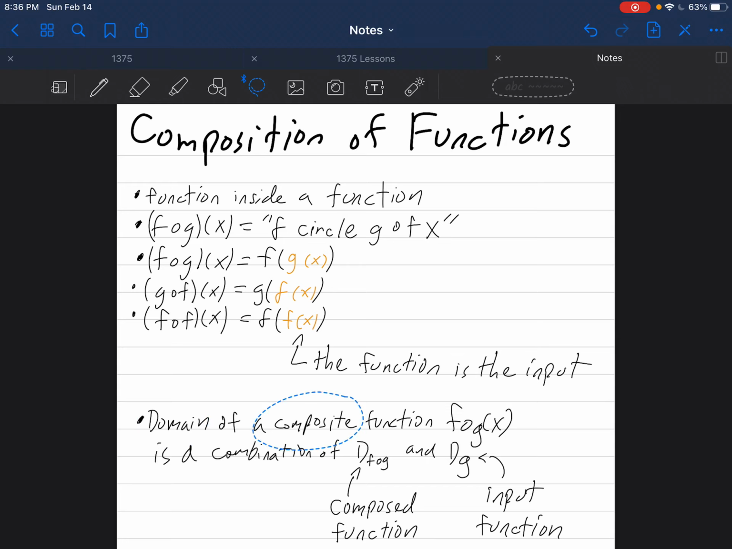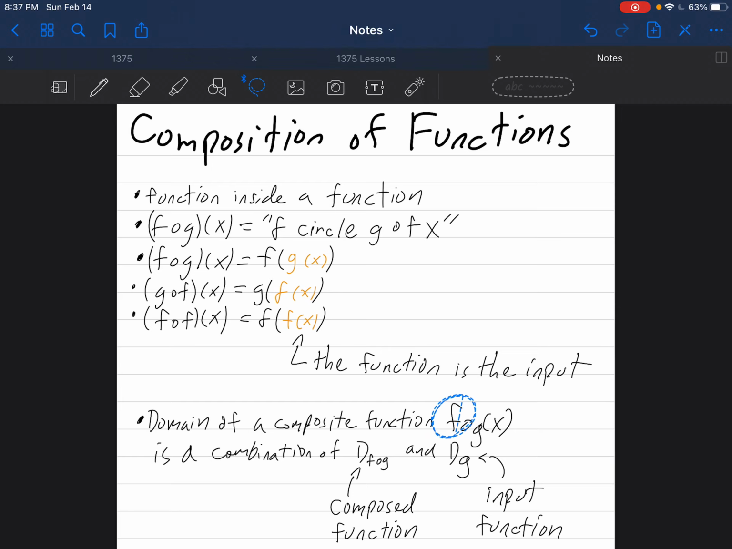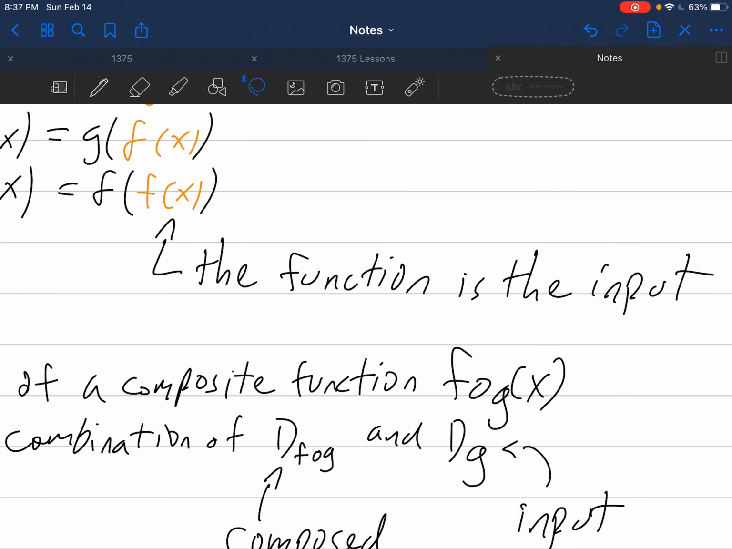The domain of a composite function, something that is composed, such as f circle g, is a combination of two separate domains: the composed function f circle g, and g, which is the input function. So essentially, the domain of f alone, the first function, doesn't matter for the composition. It's kind of built into the composed function. But you do have to maintain the domain of g, because if a number or an input was not valid for g, that restriction is going to carry through to the composition.